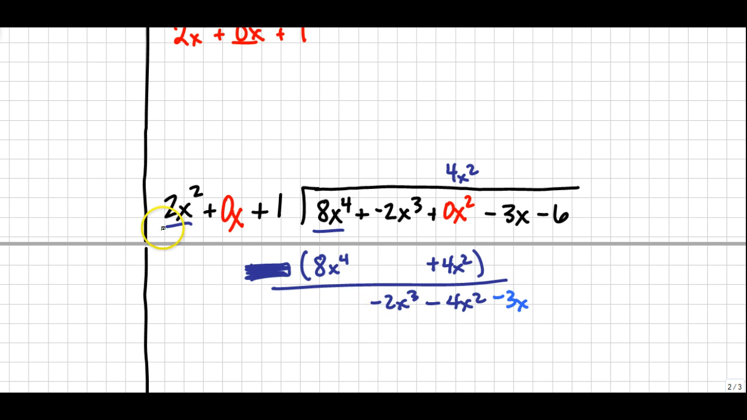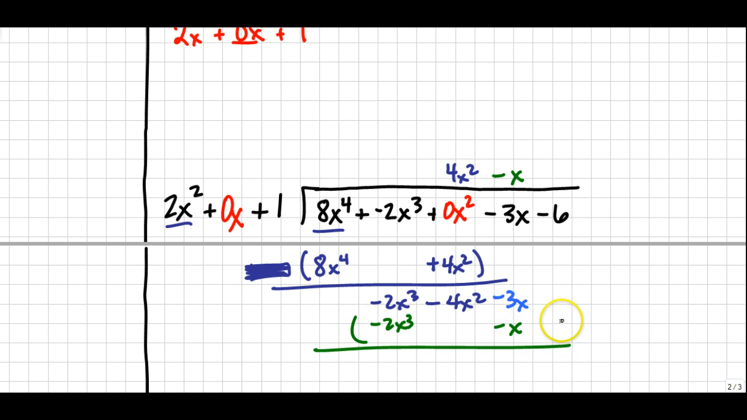So now we're starting over. 2x squared times what is negative 2x cubed? 2 times what is negative 2? Negative 1. X squared times what is x cubed? Just x. If you don't want to write the negative 1 there, you don't have to, but you do need to have a negative symbol there at a minimum. Now you multiply. Negative x times 2x squared is negative 2x cubed. Negative x times 0 is 0, so that's going to leave an empty space. Negative x times 1 is negative x.